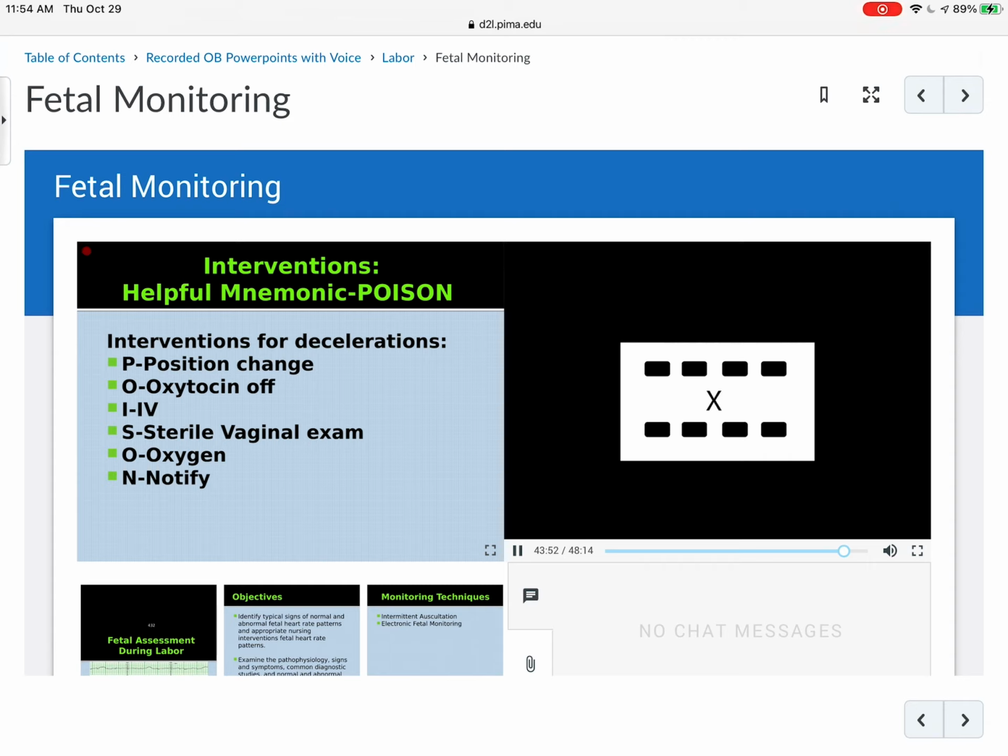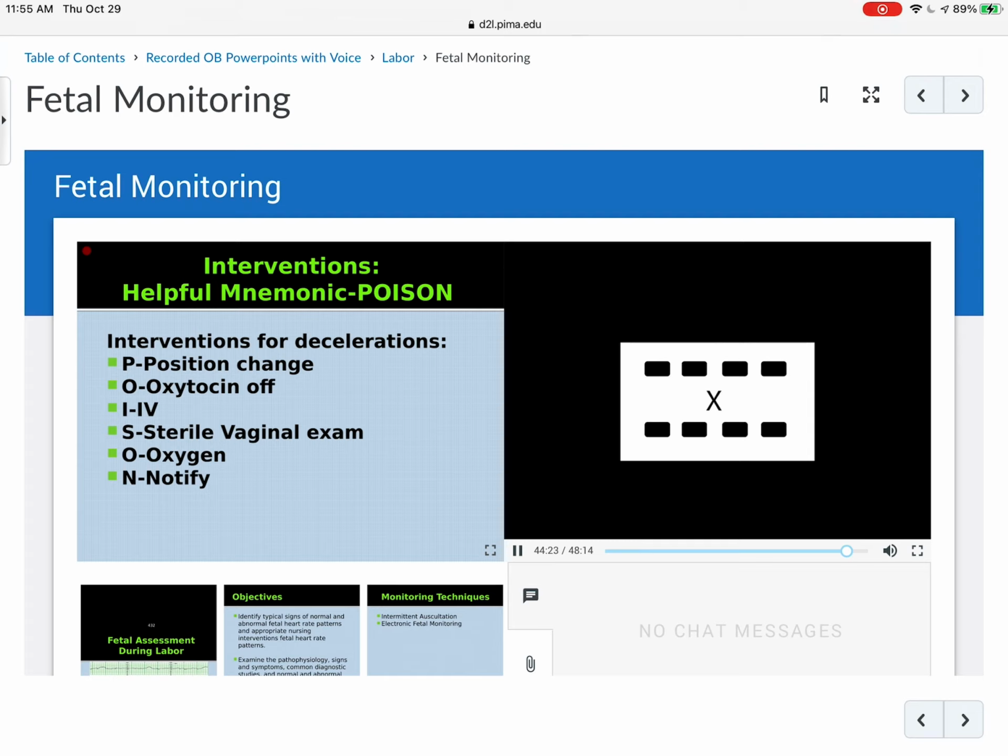So interventions, I always try to think of easy ways for you to remember. This is probably the only time that you'll hear your professor say, give your patient POISON for fetal distress. P stands for change the position of your patient. O is for oxytocin: if she's on it, which causes stress because it causes contractions, and you want to decrease the stress, you turn it off. If the baby's in trouble, turn off the Pitocin to decrease the stress of contractions.